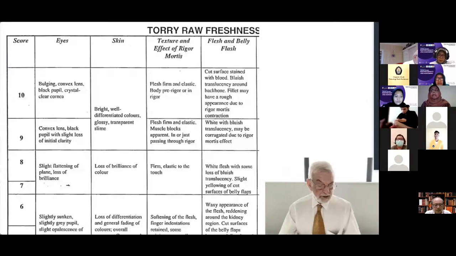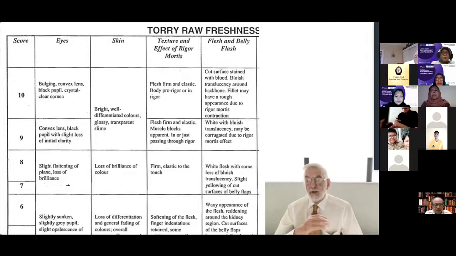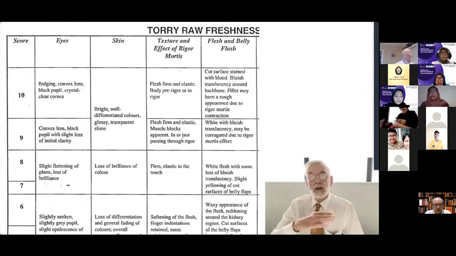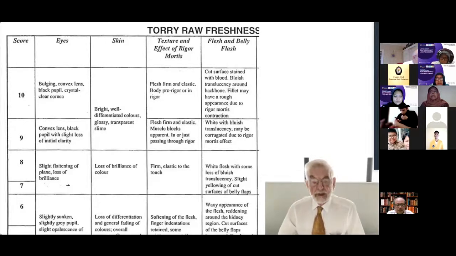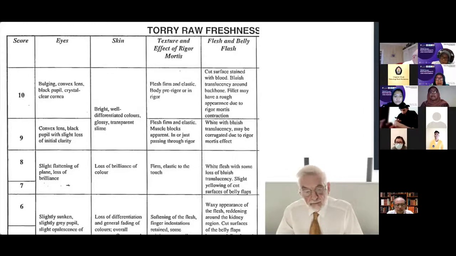Now, the Torry scheme, if we look at that in a little bit more detail, we can see how it changes. The Torry scheme gives a top score of 10 for an absolutely fresh fish, and as the fish deteriorates, the score falls down, and by the time it reaches 4, it is not acceptable for consumption.